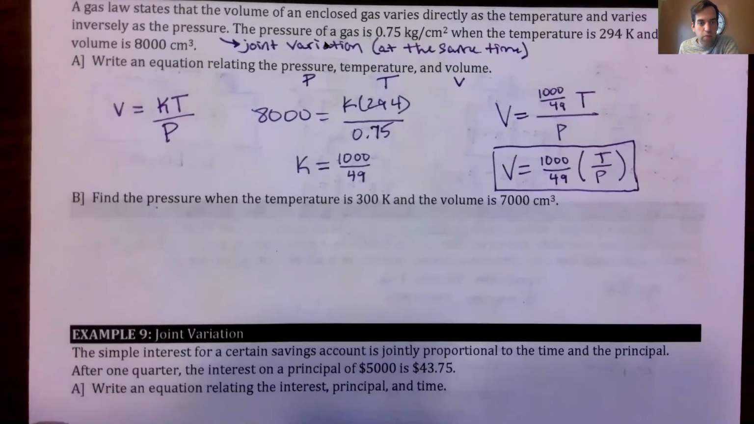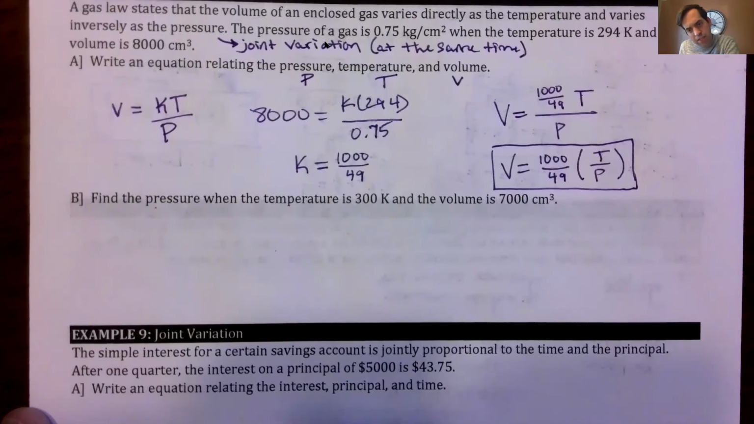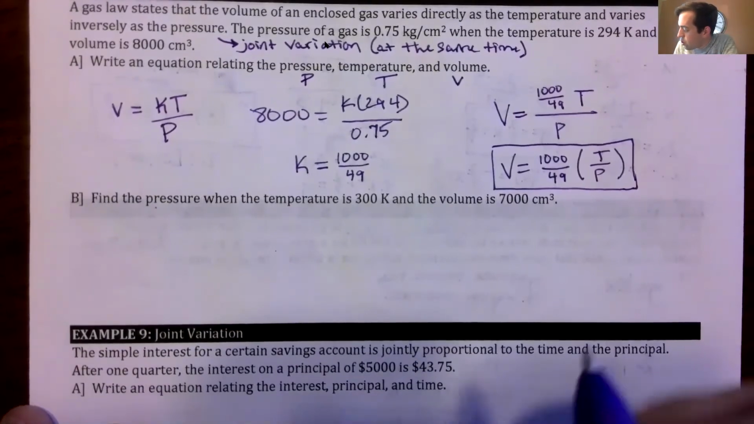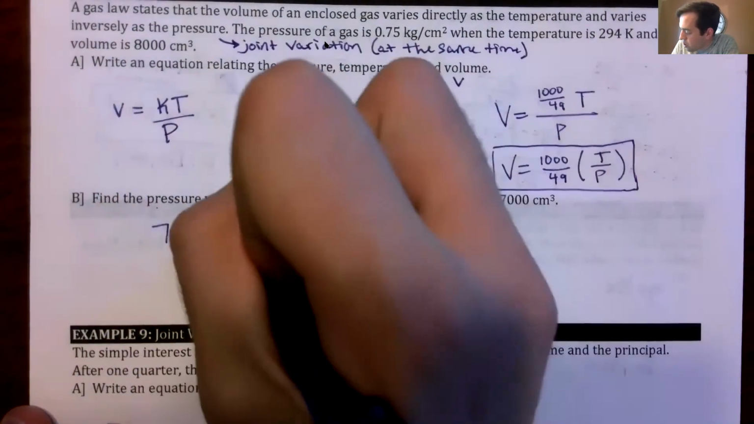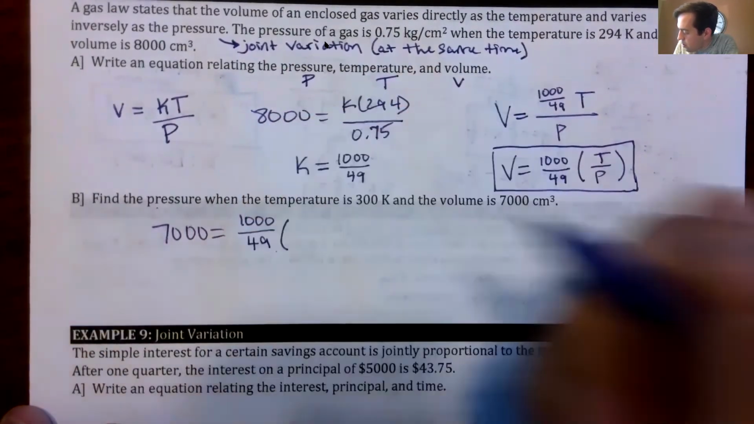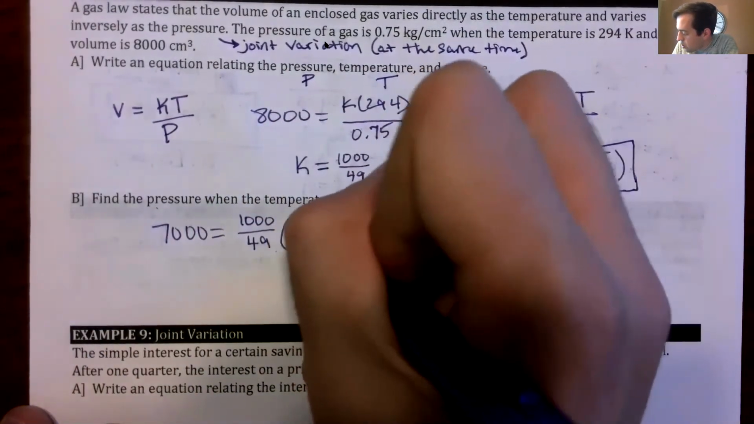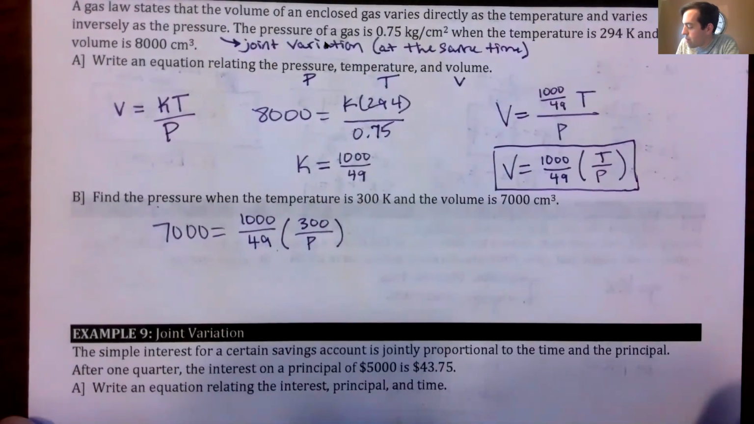Letter B though, find the pressure when the temperature is 300 Kelvin. The volume is 7,000 centimeters cubed. So find the pressure. So the volume is 7,000 now. We're going to use the same model that we just created in letter A. Temperature is 300. We don't have a P. So we're going to have to solve for P.